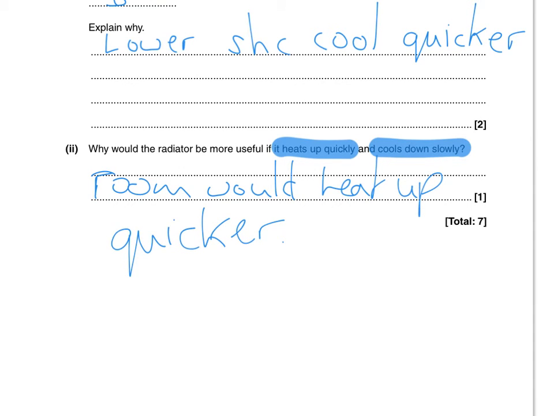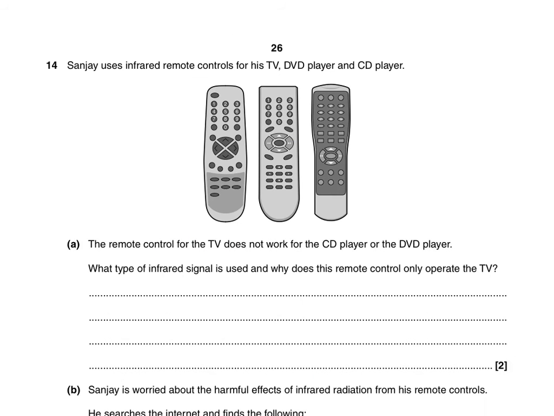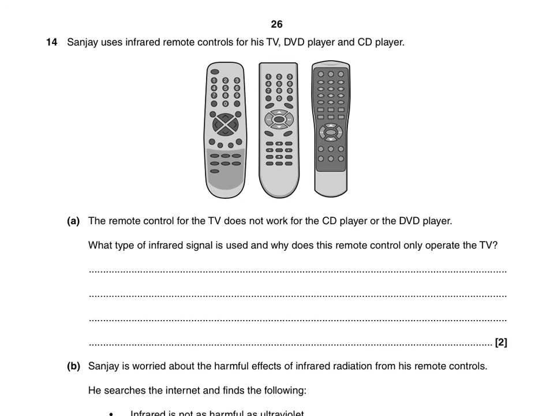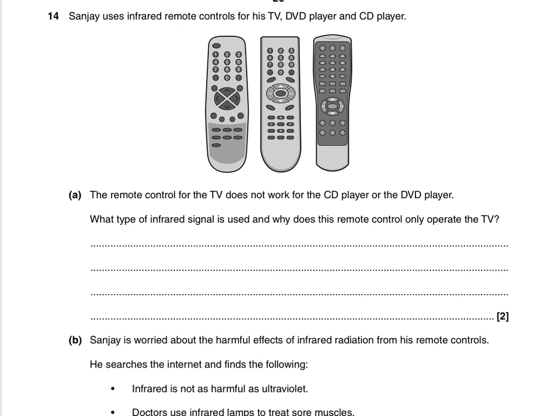On we go to the next page. Right, Sanjay uses infrared remote controls for his TV, DVD player and CD player. The remote control for the TV does not work for the CD player or for the DVD player. What type of infrared signal is used, and why does this remote control only operate the TV?